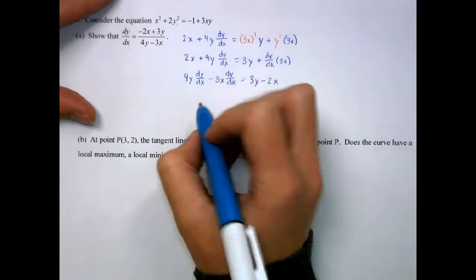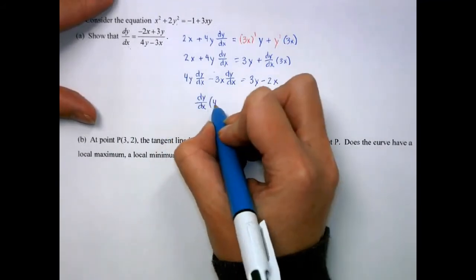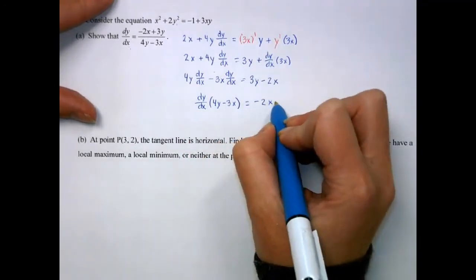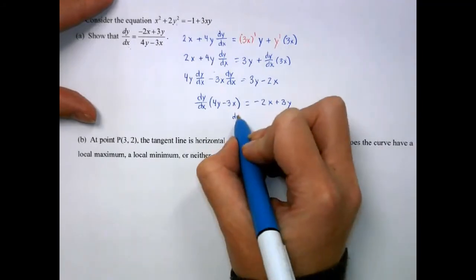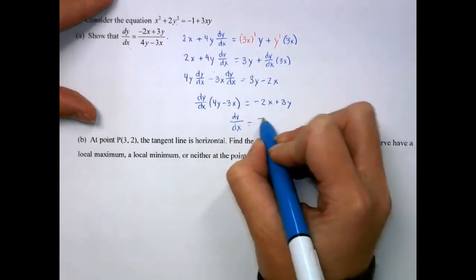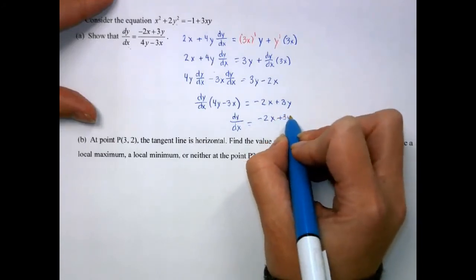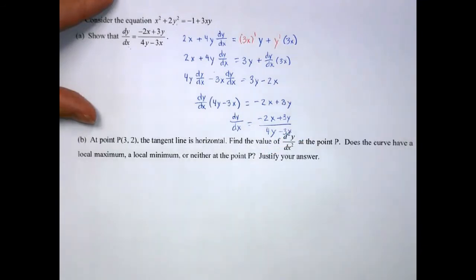Okay, so we're getting closer. We'll factor dy dx out. I'll go ahead and switch these around to match, but it wouldn't really matter because it's the same thing. So as luck would have it, dy dx is negative 2x plus 3y over 4y minus 3x.